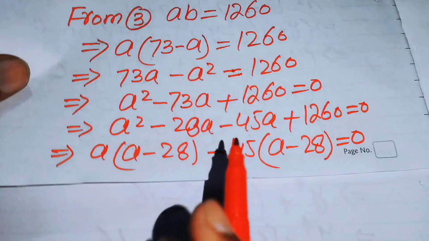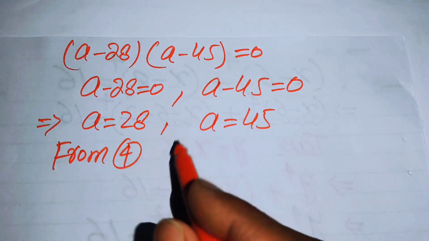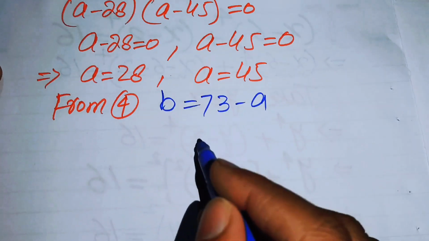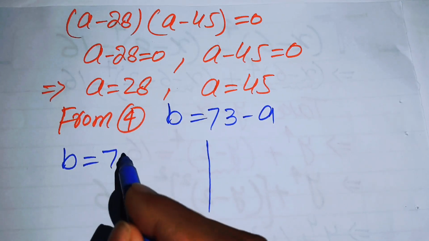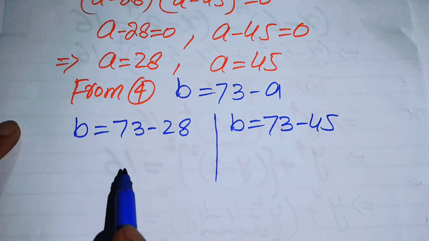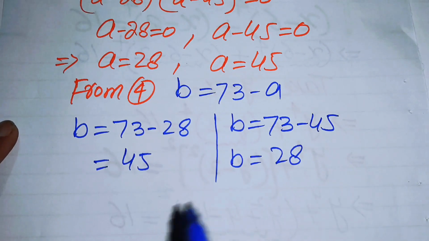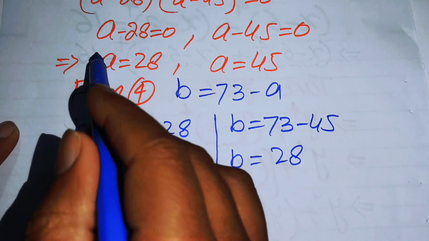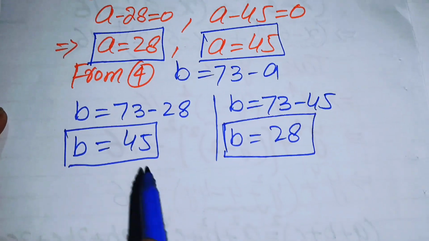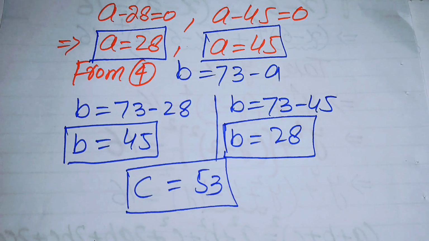So now we back substitute the value of a and b in equation number 4. So here, equation number 4 is written as b equals 73 minus a, and we substitute both of these values here and we get b equals 73 minus 28 and b equals 73 minus 45. And when we subtract, 73 minus 28 becomes 45, and 73 minus 45 gives 28. So these are the two values of b, and if we have a 28, b is 45, and if we have a 45, b is 28, and our third side length is 53. So these are the three side lengths of the given question, and this is the final answer.